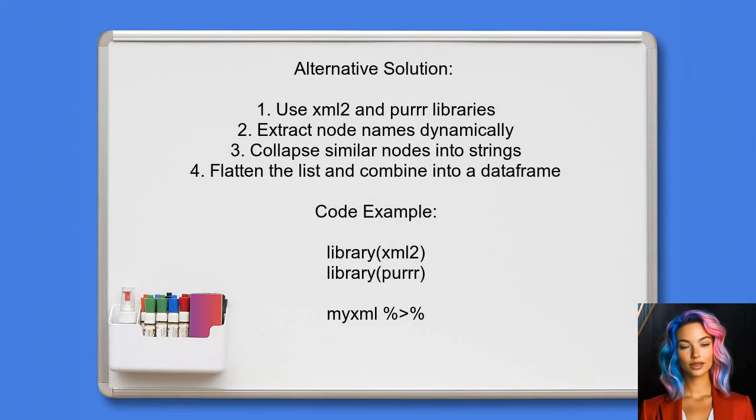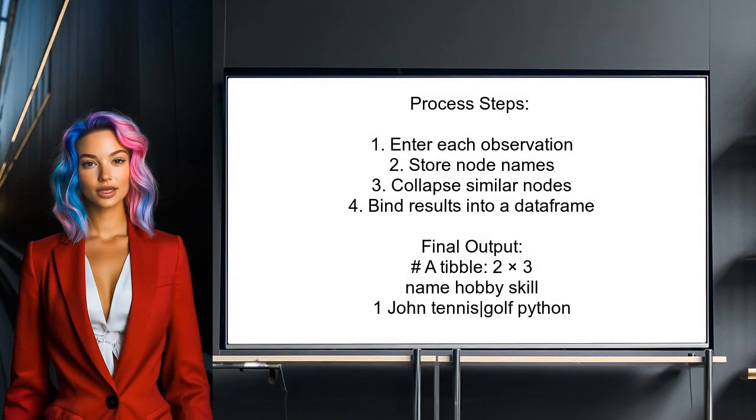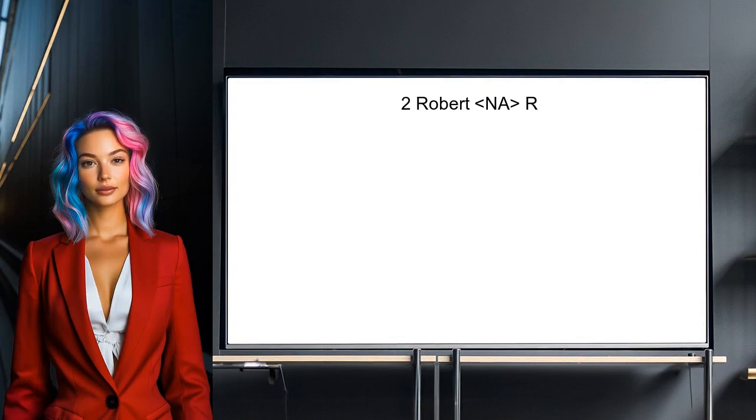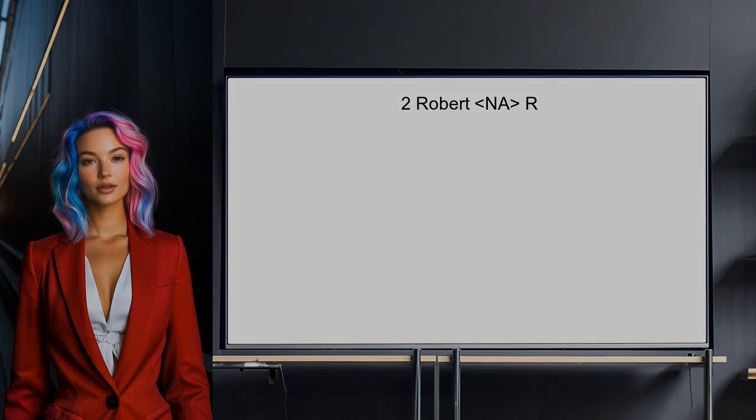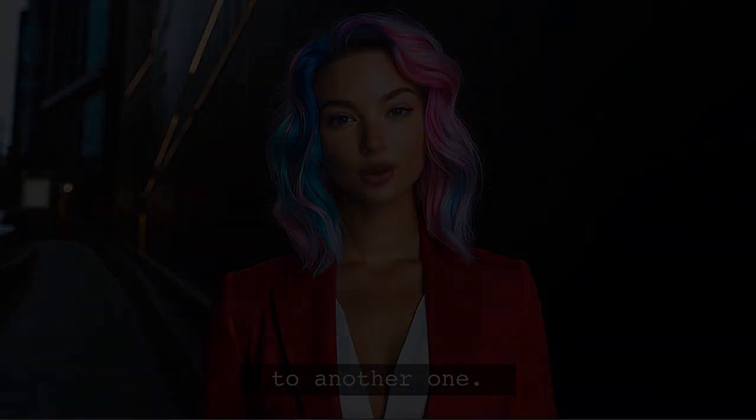An alternative solution provided by another user suggests using the xml2 and purrr libraries in R. This approach dynamically extracts node names from each observation and collapses similar nodes into a single string. It then flattens the list and combines the results into a data frame. The process involves entering each observation, finding and storing node names, and then collapsing similar nodes. Finally, it binds the results into a data frame, allowing for easy parsing of additional variables. That wraps up that answer. Let's move on to another one.